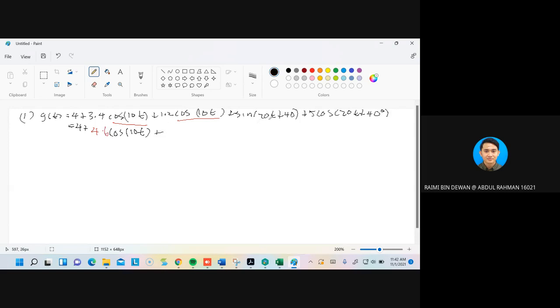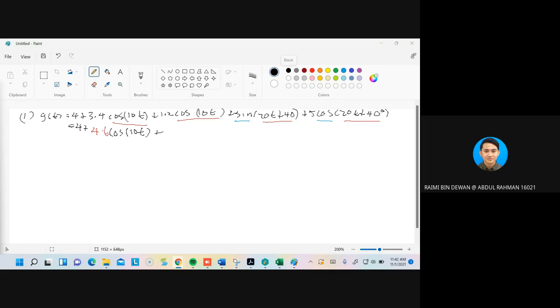If you can see this part, this 20t and 20t plus 40, they are the same. However, one is in sine and one is in cos. I think I left something here. Okay, 1.2 sine. So correct, I don't leave anything. Then what we need to do is convert them. This sine and cos, we need to convert them to one form, which is cos.